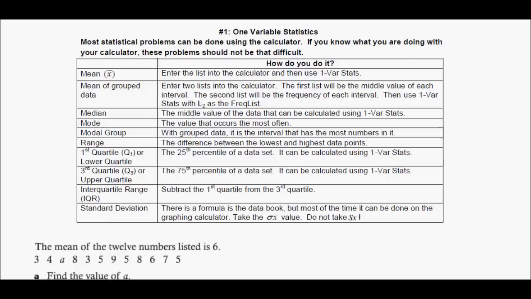Okay, now one thing I do want to show you though is when you're taking the standard deviation, you want to take the sigma value, which is right here. There are two values on your calculator, and I'll show you this in just a second. Don't take the s of x value.